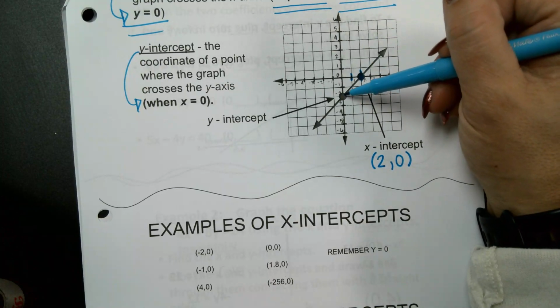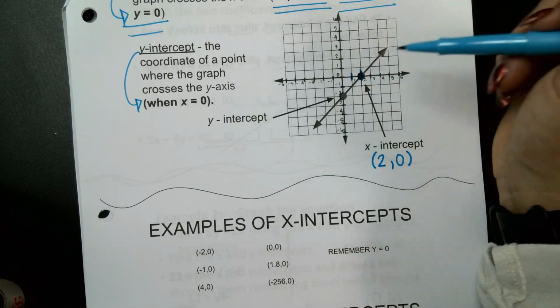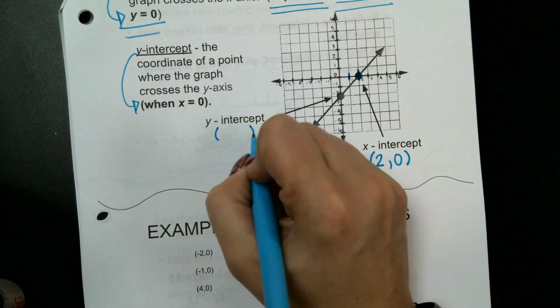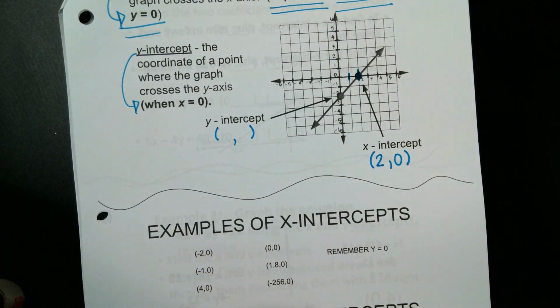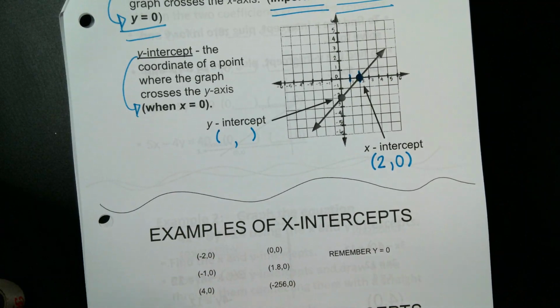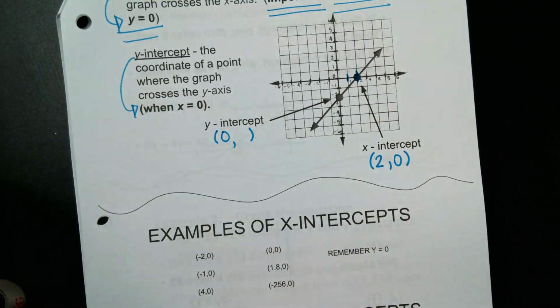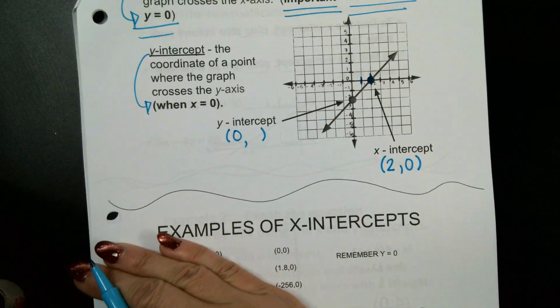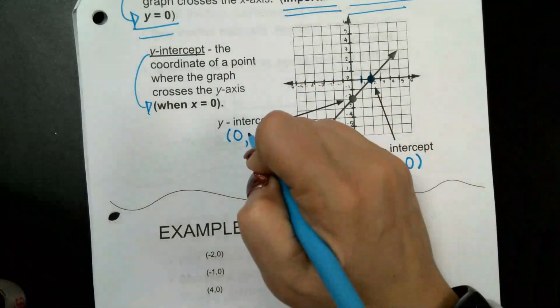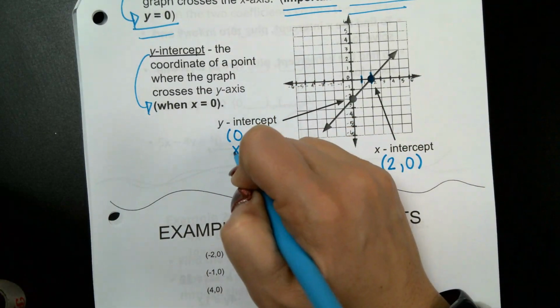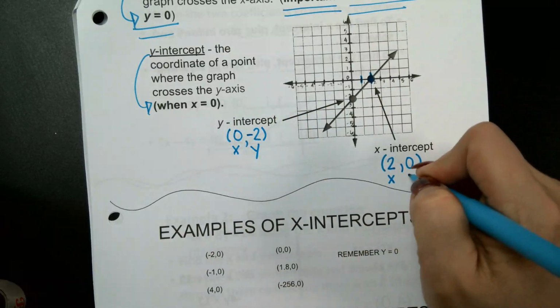All right, how about this one, the y-intercept? How would I write that as an ordered pair? The 0 goes first with y-intercepts, and then wherever it crosses the y, that goes second. So you guys have to remember it's x comma y every time.